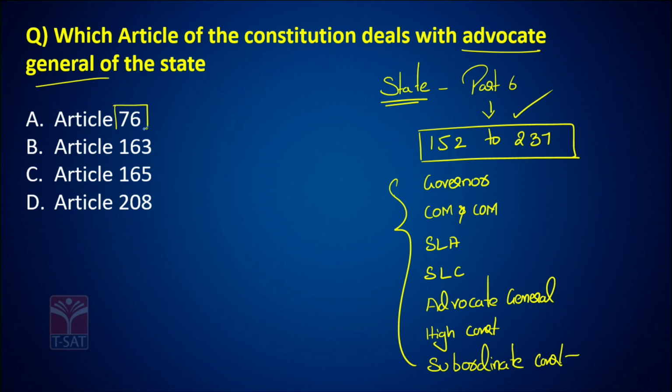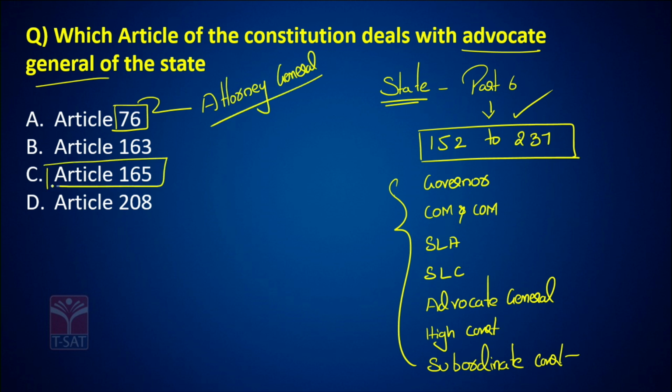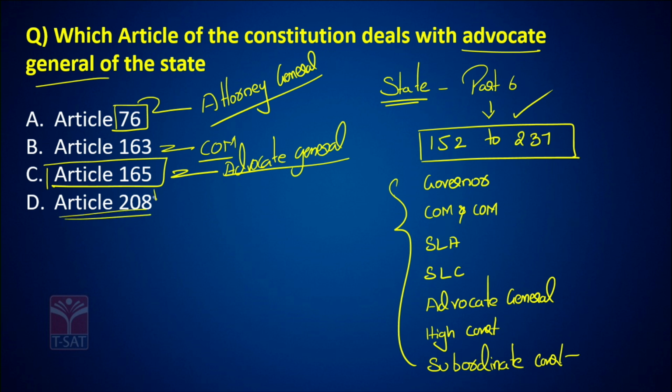Article 76 deals with Attorney General of India. Article 165 talks about advocate. Now, 163 is linked to Council of Ministers. Now, what is 208? Very important for the exam.